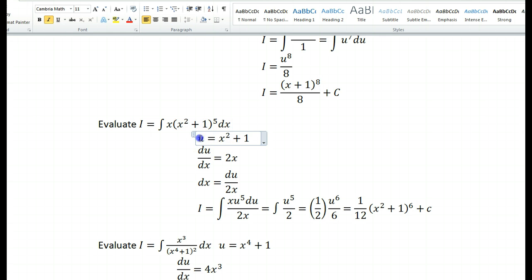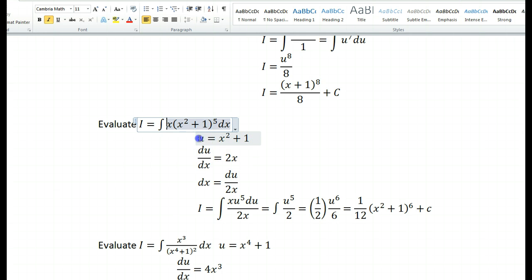So u is equal to what? x squared plus 1. Now the moment you write that, make sure that you do the mental check. So what is the mental check? You immediately differentiate the u, and now you get what? The derivative of x squared plus 1 is 2x. Now check out here and see whether that 2x is equal to the leftover part.